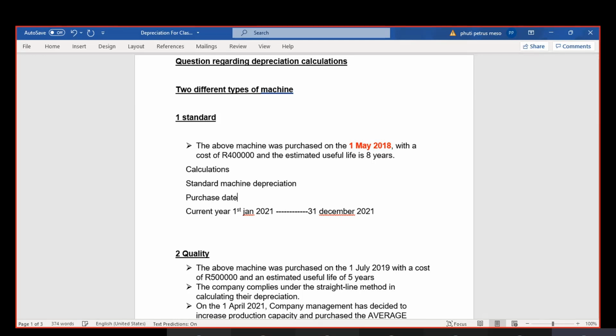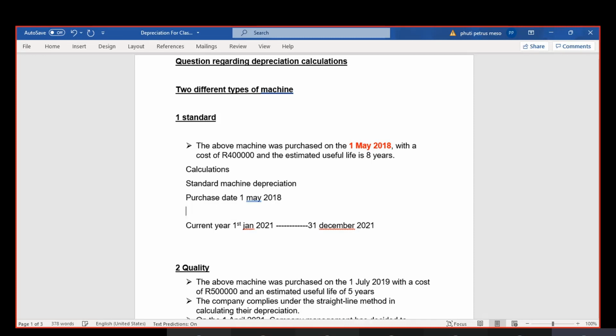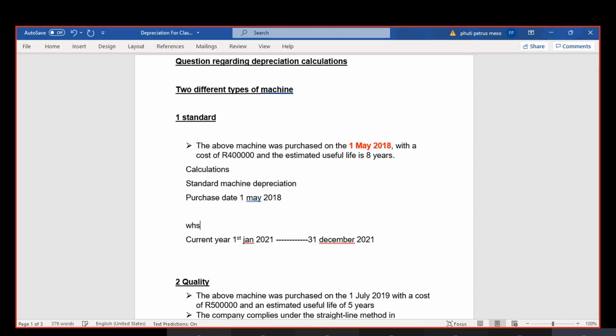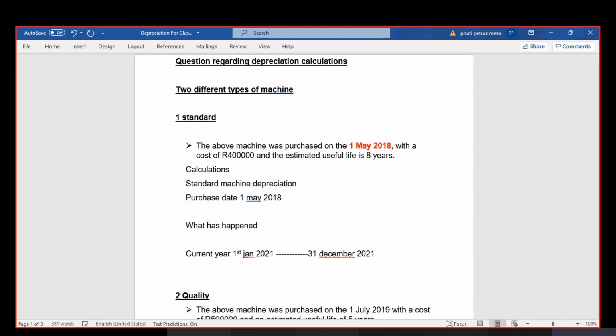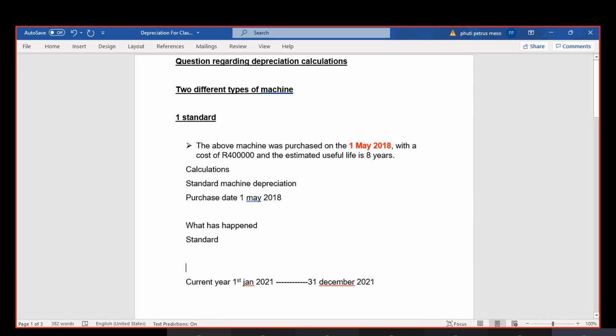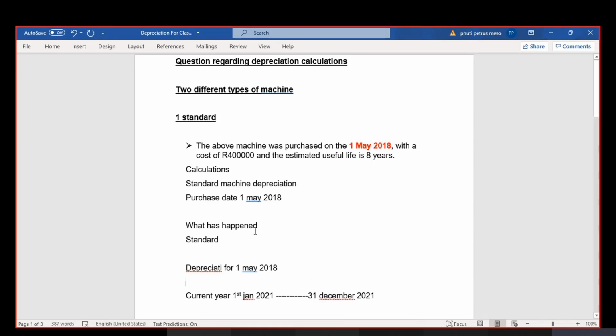This is how you draw your timeline. Purchase date is the 1st of May, sorry, 2018, basically. And you look at what has happened. What has happened in here? Okay. So, let me just see what happened to the standard. You'll start with the depreciation for the 1st May 2018. This is when we purchased basically the asset.